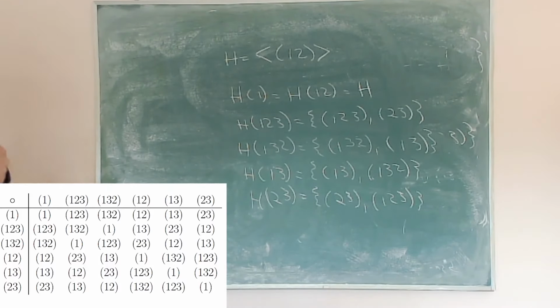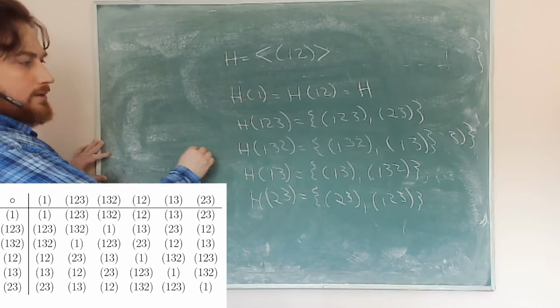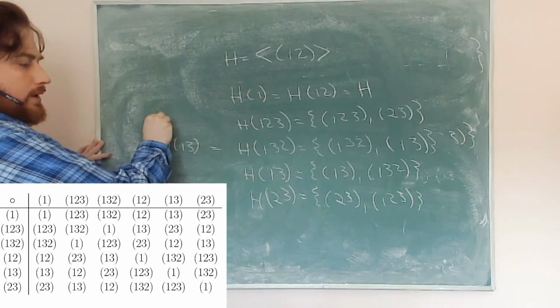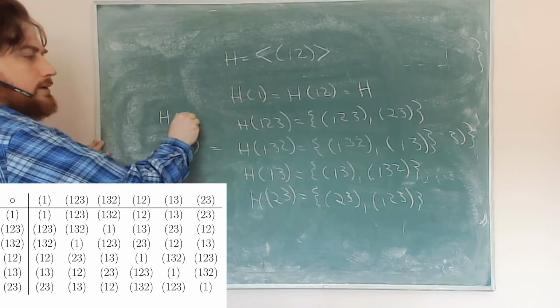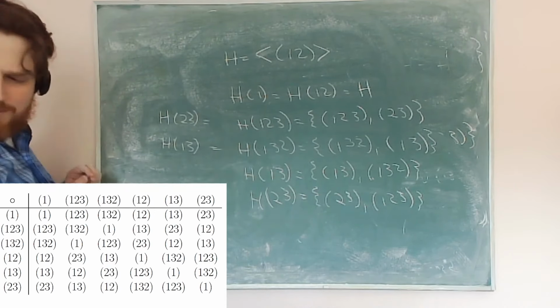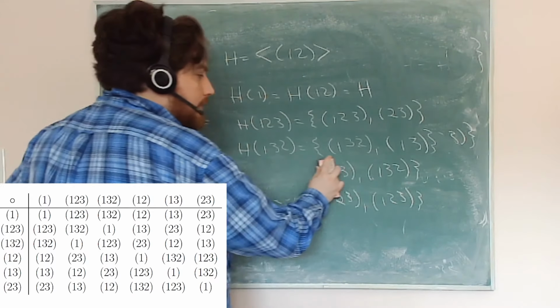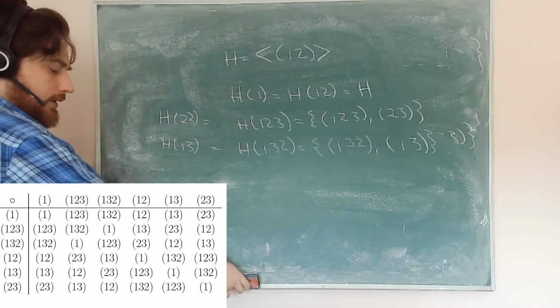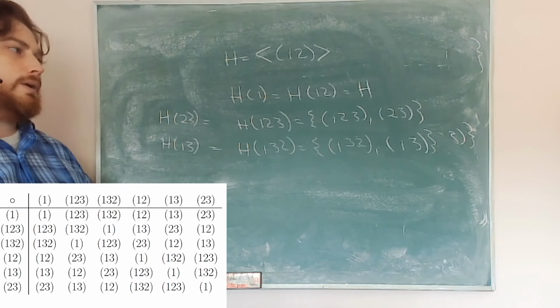And so if you wanted to combine that together, you could say H(1 3) is equal to H(1 3 2), and H(2 3) is equal to H(1 2 3), which is {(1 2 3), (2 3)} or {(1 3 2), (1 3)}. So those would be the right cosets of the group generated by (1 2).